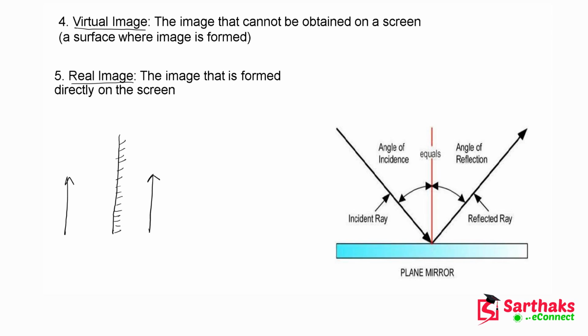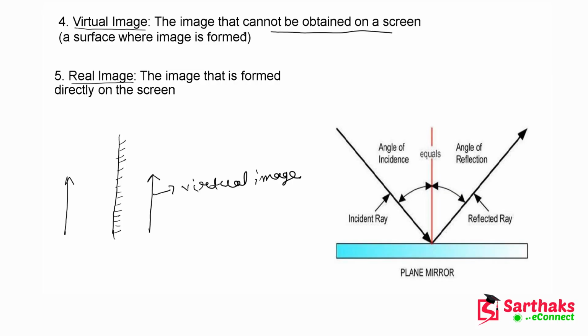Because in the case of a plane mirror, the image is a virtual image. So you can't touch it, or you cannot obtain it on the screen. The image that cannot be obtained on a screen is known as a virtual image. So this image cannot be obtained on a screen, that's why it is known as virtual image.